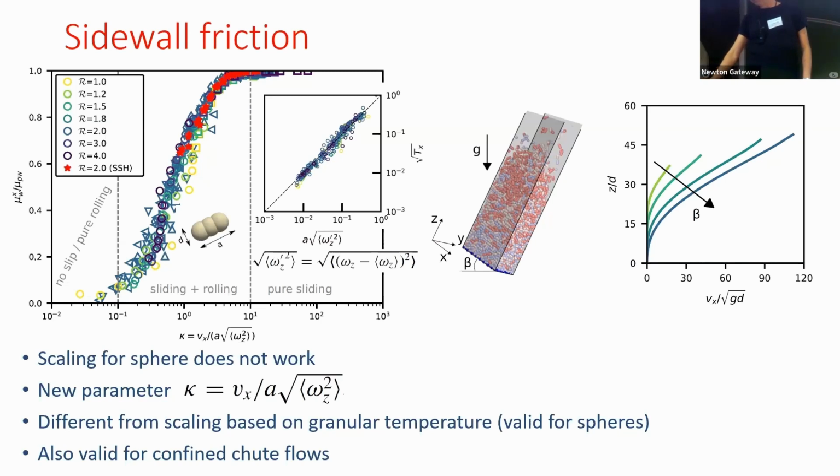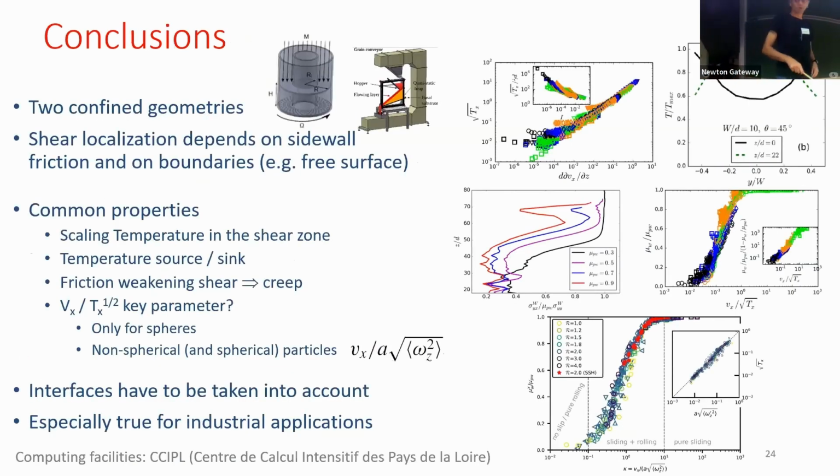Okay, so let me conclude my talk. What we have done is that we have studied confined granular flow with two geometries, shear cell and gravity-driven flow systems. And what we have found is that shear localization depends strongly on the sidewall friction, and also that the shear localization is different in those two systems, which is quite expected. But we have found also common properties in these two systems.